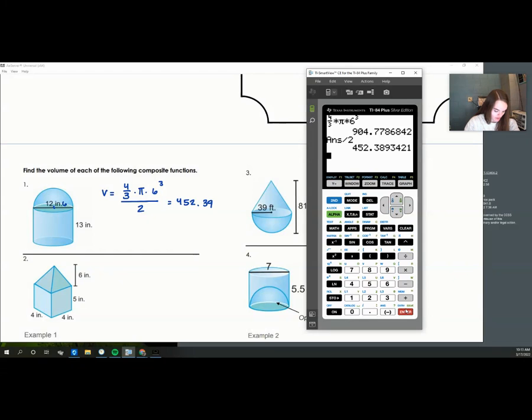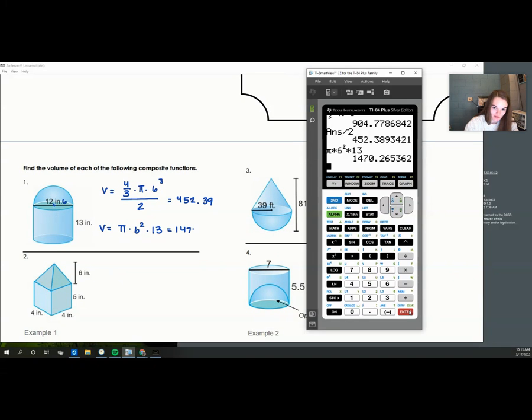All right, now we need the volume of the cylinder, and the cylinder is pi times radius, which is still 6 squared, times the height, which is 13. So let's find that. So pi times 6 squared times 13 is 1,470.27. Okay. Now composite figures, like I said, we are simply going to add them together. So add those two numbers.